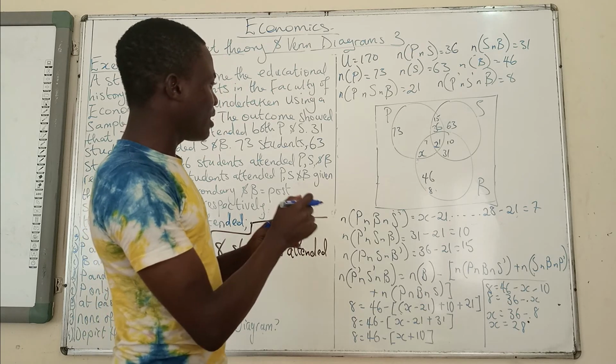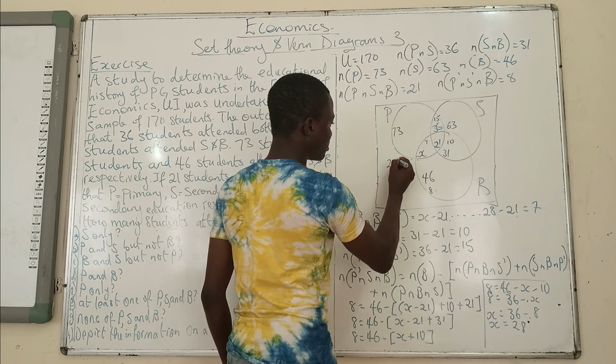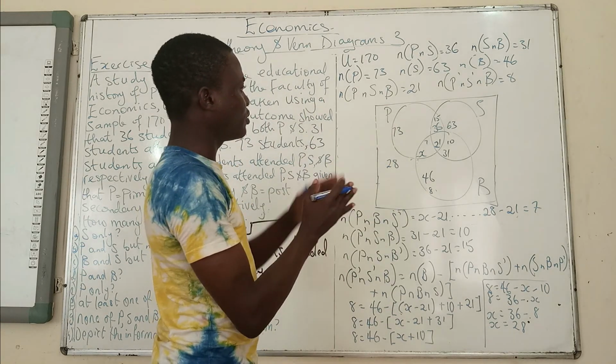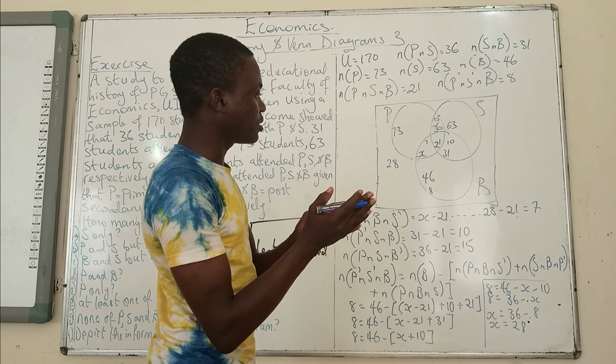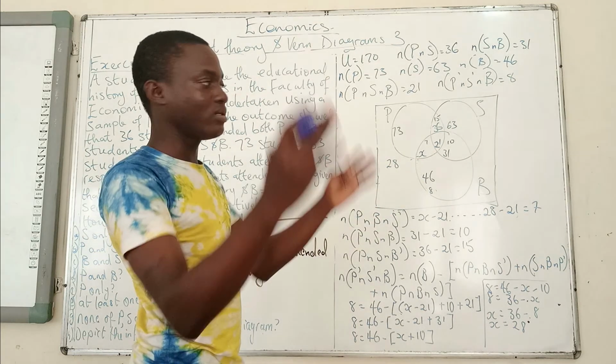Now remember that we already have x to be 28, which happens to be the value of the number of people that went to primary and post-secondary education before we removed the number of students that attended the 3.